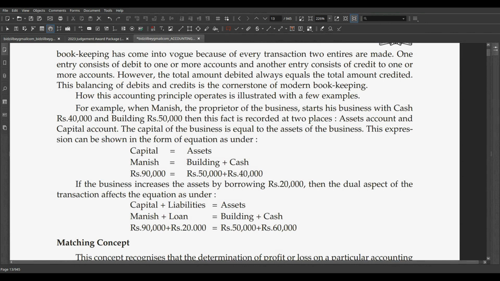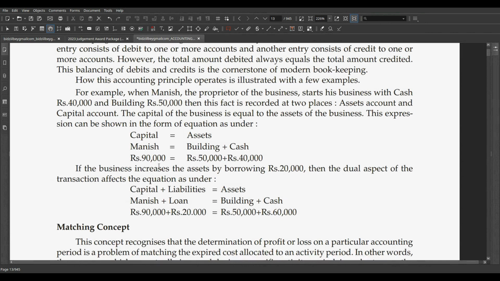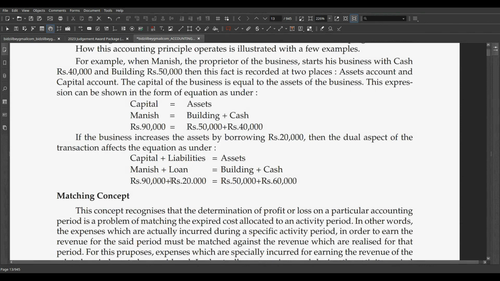That's going to be Manish's capital equals the building plus cash, and it's written like this: 90,000 equals 50,000 in the building and 40,000 cash. If the business increases the assets by borrowing 20,000, then the dual aspect of the transaction affects the equation as under: capital plus liabilities equal assets. So you got Manish and the loan, which are liabilities, equal the building plus cash. And if you write it in a numerical format, that's 90,000 plus 20,000 equals 50,000 plus 60,000.